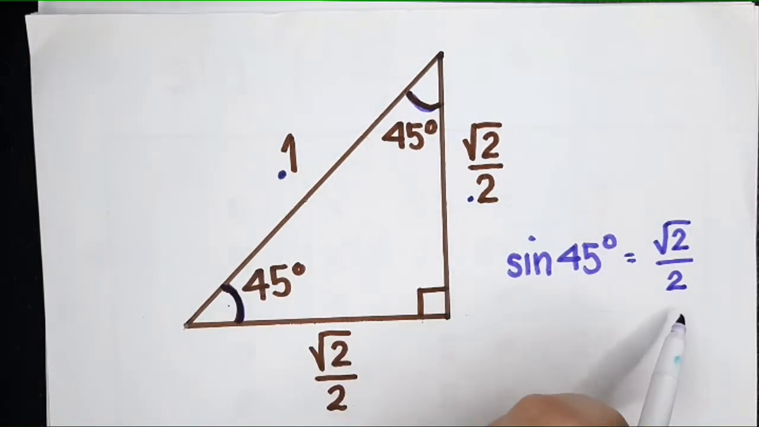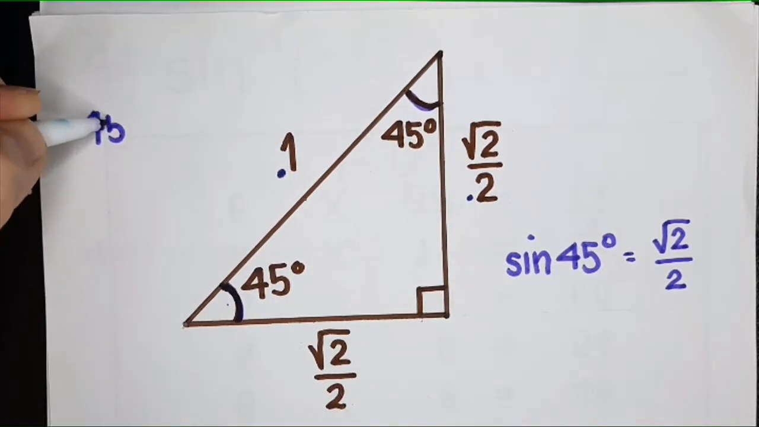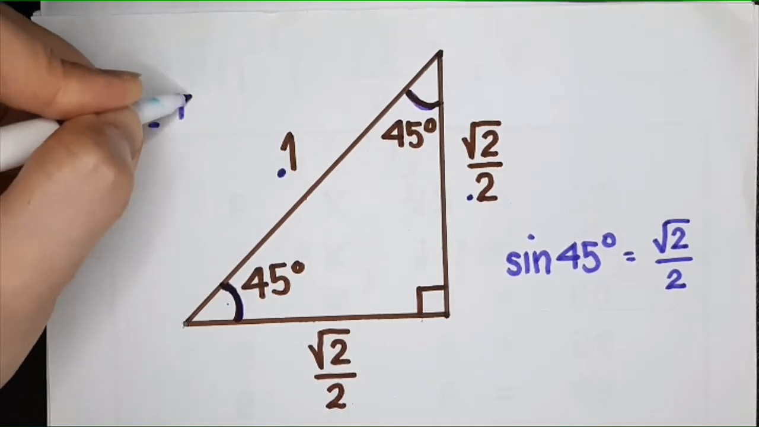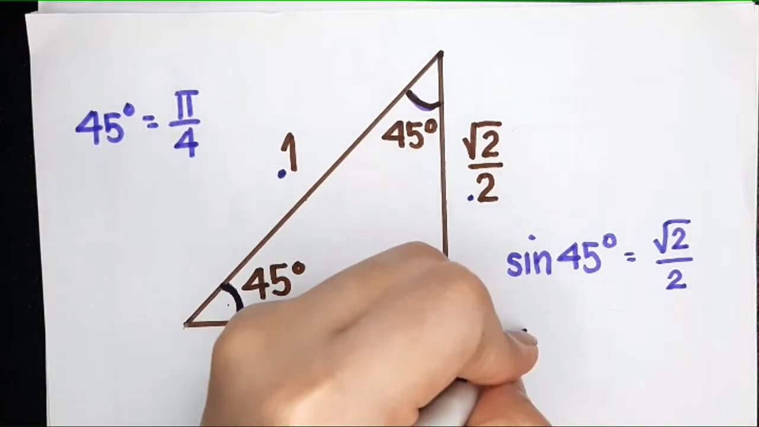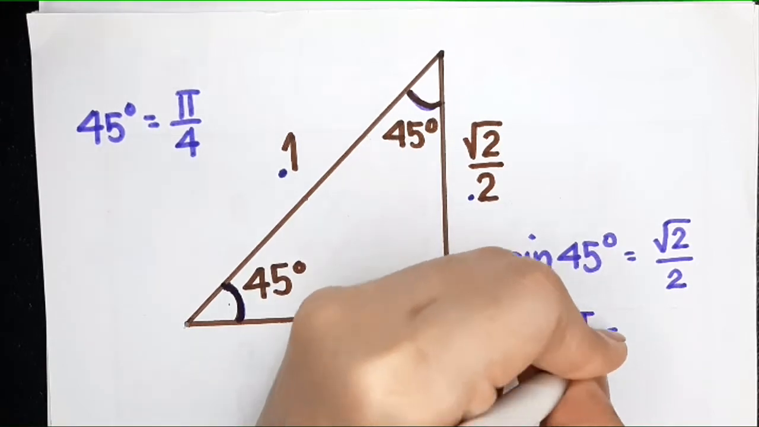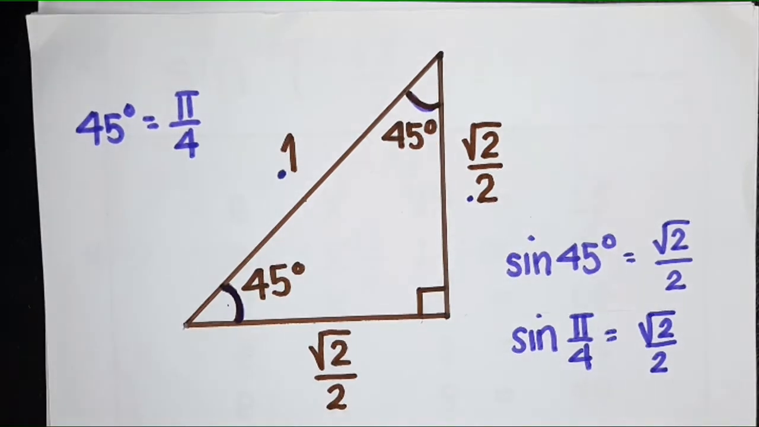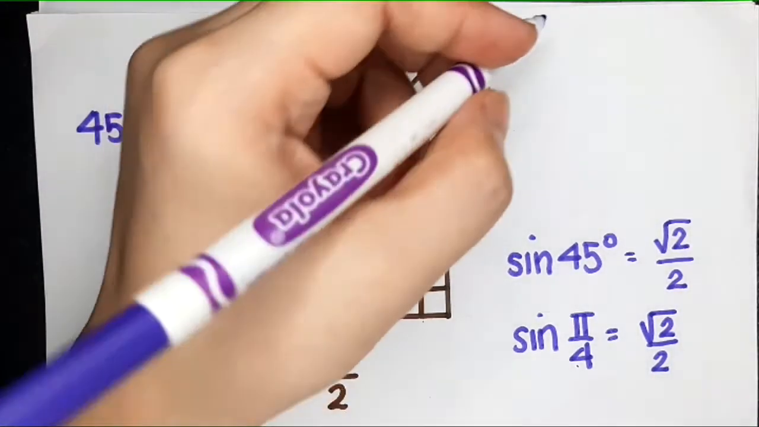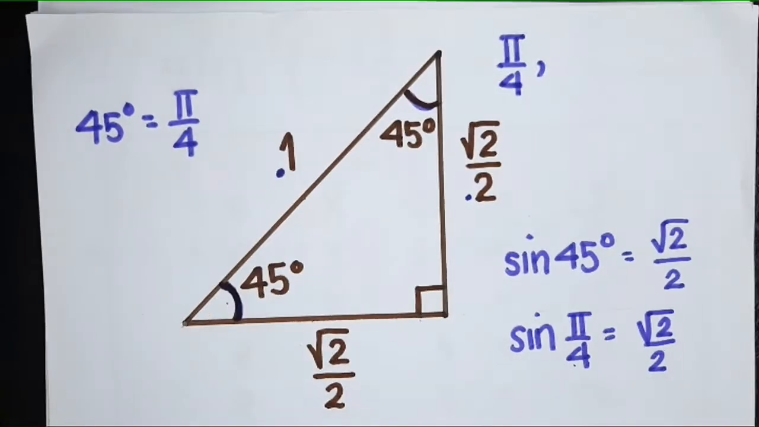Okay? Of course, this is also the value of sine of what is 45 degrees in radian. It is pi over 4. Okay? So, of course, ito rin ang value ng sine of pi over 4. It is equal to square root of 2 over 2. Okay? Of course, magbabago ito. Positive yan kasi ang pi over 4 nasa first quadrant. Okay? Sige nga, kung ang pi over 4 nasa first quadrant, sino yung nasa second quadrant?